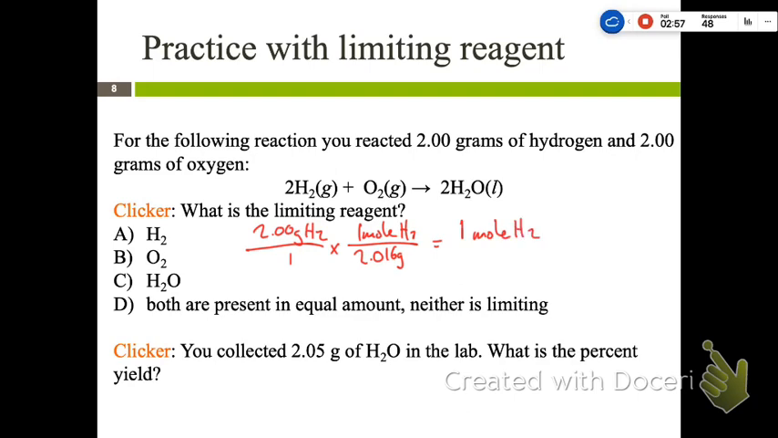All right, what happens if we do the same thing for oxygen gas? 2.00 grams of O2. And we know that every 1 mole of O2 weighs about 32.00 grams. So how many moles of O2 do we have? 2 over 32. What is that as a numeric value? 0.0625 moles of O2. Which one of those do you think we'll run out of first?